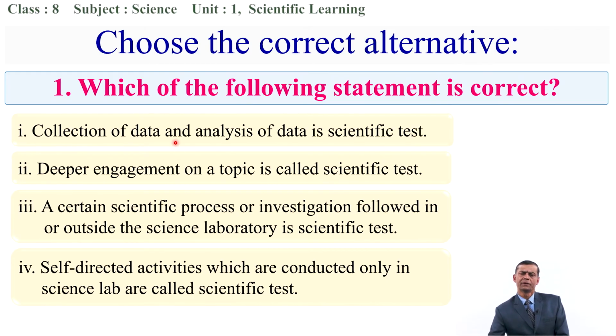Collection of data and analysis of data is scientific test. Is it correct? Or second one is, deeper engagement on a topic is called scientific test. Is it correct? Third one is, a certain scientific process or investigation followed in or outside the science laboratory is scientific test. This is correct? Or the last one is, self-directed activities which are conducted only in science lab are called scientific test.